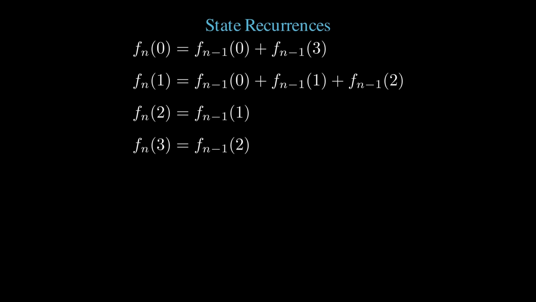Now, using this kind of thinking, we can find all of the other relationships between the states. For example, the last one, f sub n of 3, is equal to f sub n minus 1 of state 2. That's because the only way to get to state 3 is from state 2. These equations tell us the number of valid sequences in each state, and how it grows as we add letters.